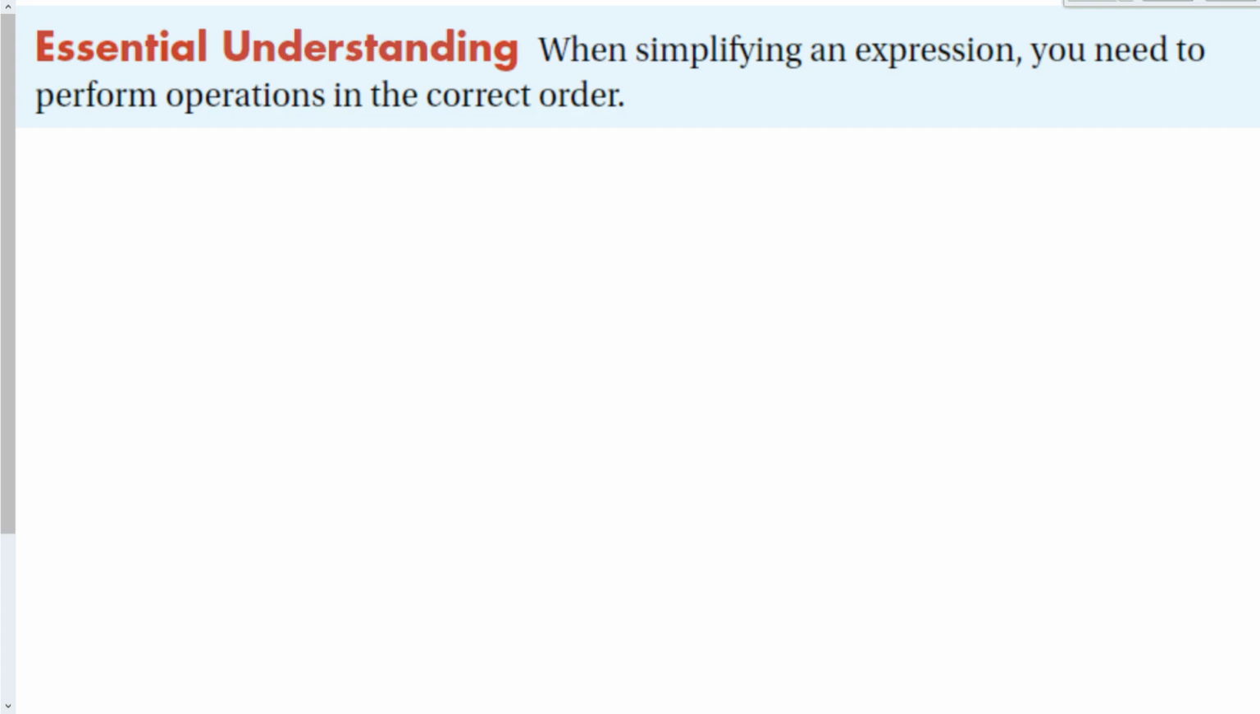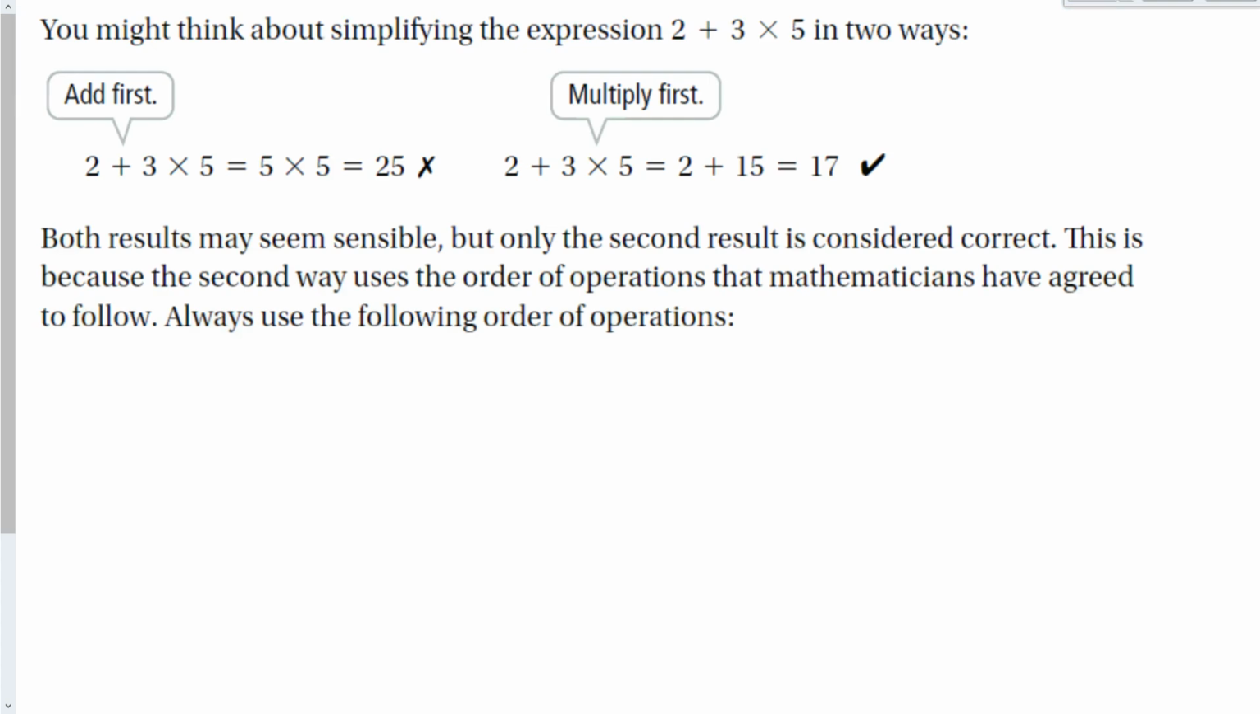Next. Our next essential understanding, the next thing we're going to need to know, is that when simplifying an expression, we need to perform operations in the correct order. And this is our order of operations. So if we look at this expression right there, 2 plus 3 times 5, we can think about it in two ways. We could do 2 plus 3 is 5, and then take that 5 and multiply with the other 5 and get 25. But, as you can see, that is wrong. Okay, so that's not the way we're going to want to do it.